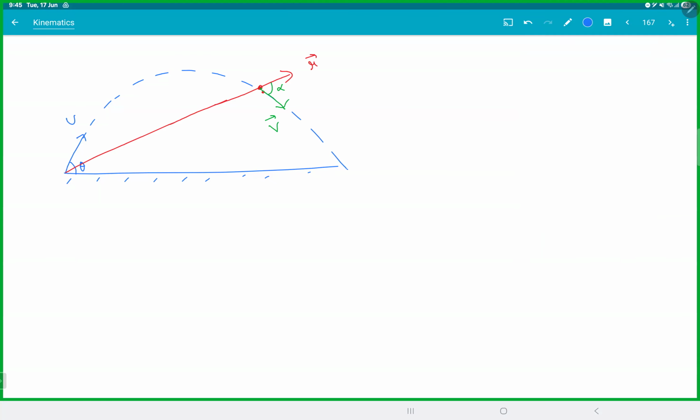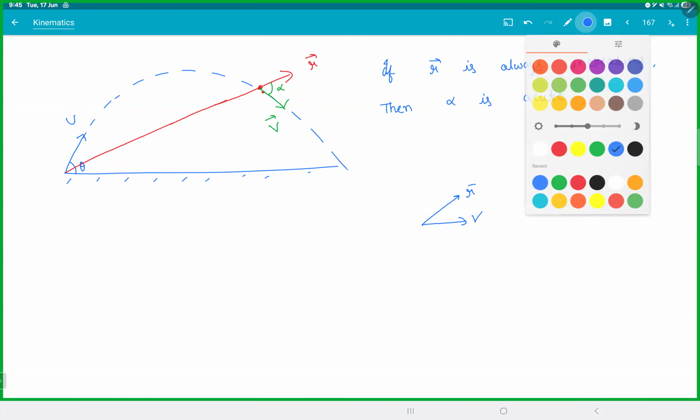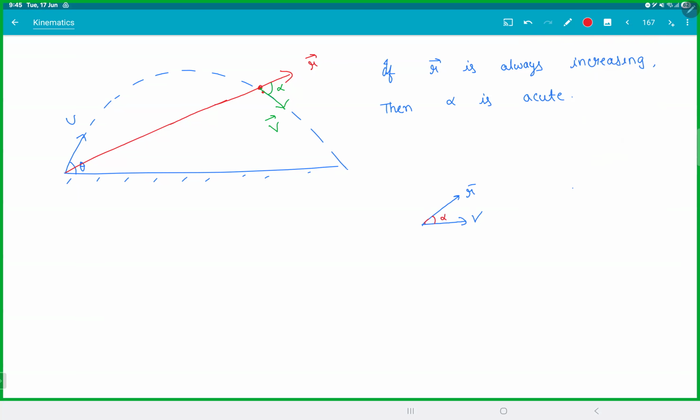If R bar and V bar have an acute angle, and R bar is always increasing, that means there should be a component of velocity along R bar. If R bar is always increasing, then the angle alpha must always be acute. Do you agree with that? If V is this and R bar is this, with angle alpha, then the component V cos alpha will increase R bar. But if the angle between R bar and V bar is obtuse, then this component V cos alpha will decrease R bar.